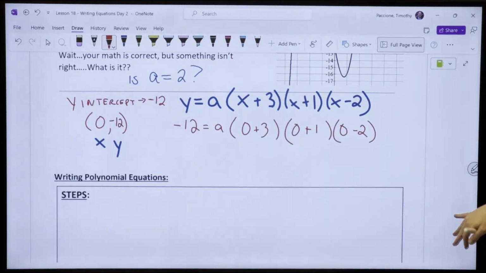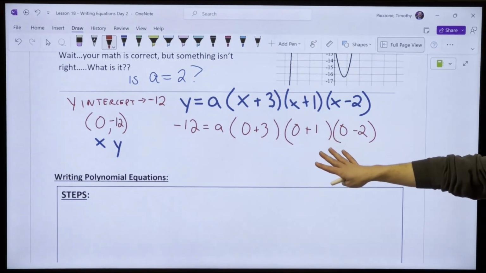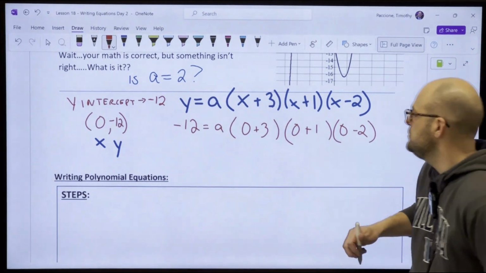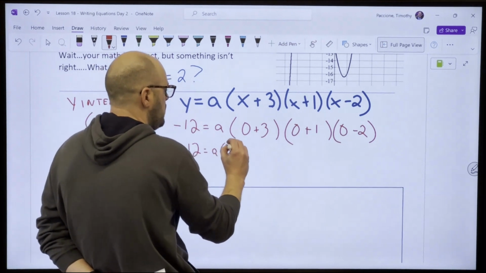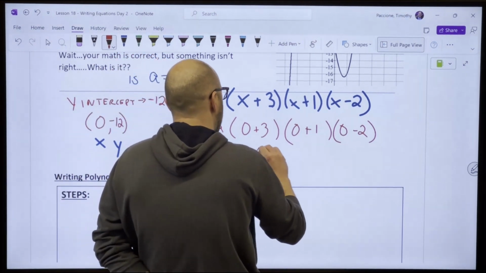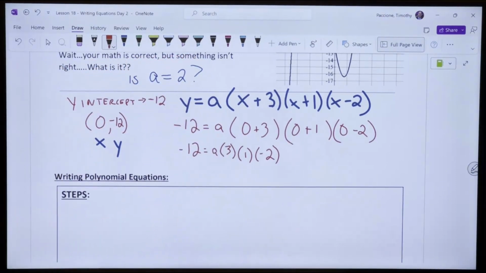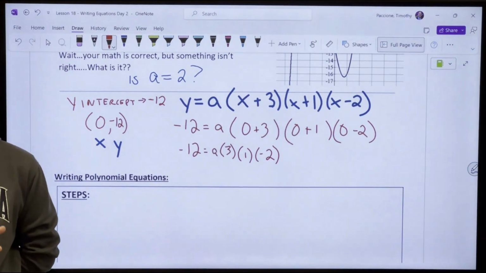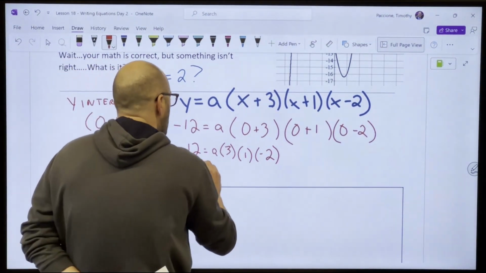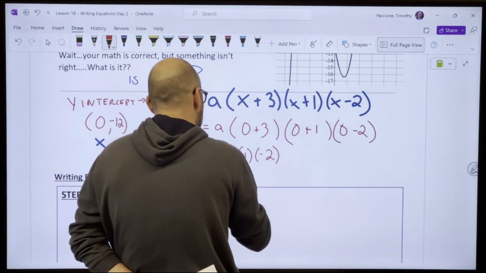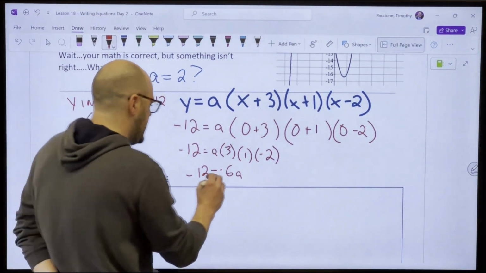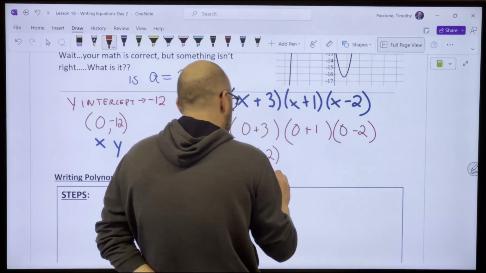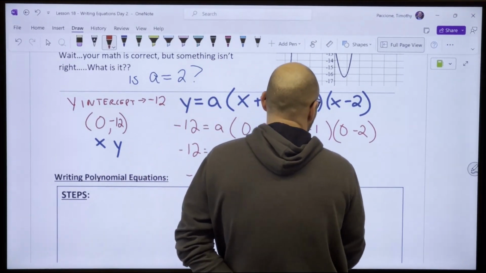Now, it looks a little weird right now, but we've accomplished a goal. A is the only thing left. We can do the little math here. Negative 12 equals a times 0 plus 3 is 3, 1, minus 2. So 3 times 1 times negative 2 is negative 6. So we have a times negative 6, but we put the number in the front, so it's actually negative 6a. Negative 12 equals negative 6a. Now I solve for a. I divide by negative 6, and I get a equals 2.